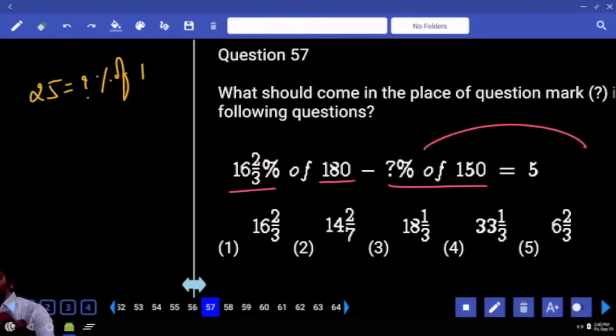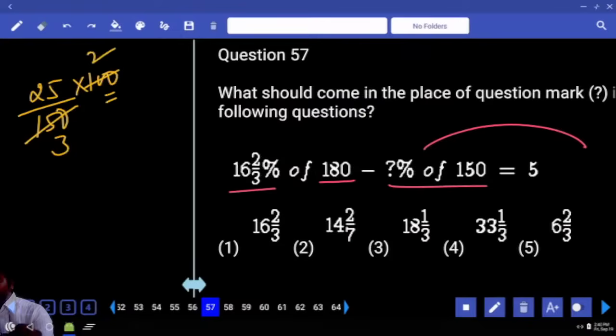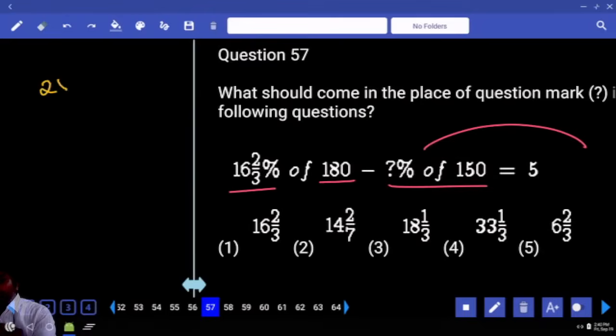Otherwise, 25 calculated as a percentage with respect to 150. Percentage into 50. 50 by 16, 2 by 3 percentage. Or else 25 by 1% value. What is 1%? 1.5. I'll write it as 3 by 2. 50 by 3. 16, 2 by 3 percentage. Got it?